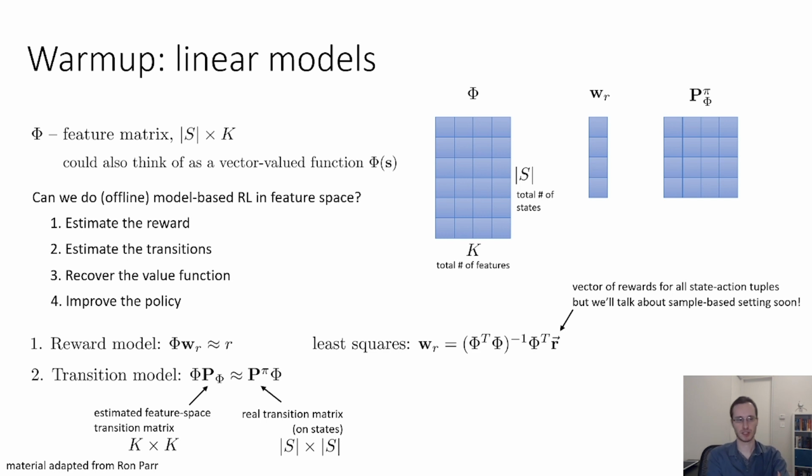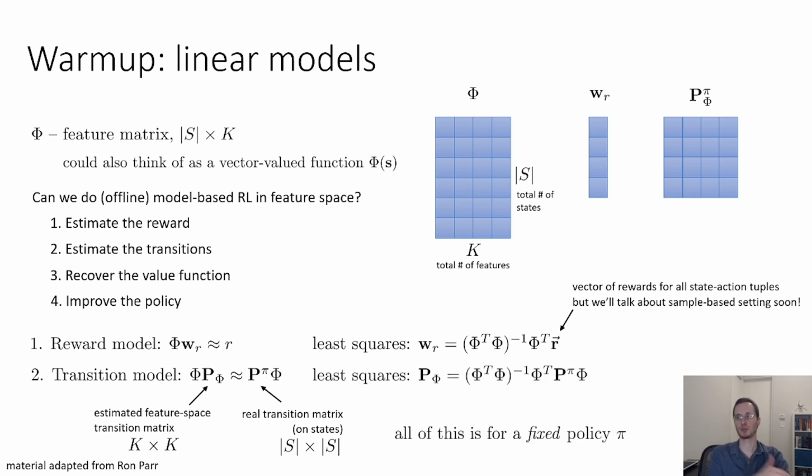Again, if we want to approximate P phi, we can do least squares and solve the normal equations. Plugging that in, this is just the normal equations for P phi. And just like before, we assume that we have tabular access to P pi, so we can calculate P pi phi exactly. Of course, again, that's an unreasonable assumption, and we'll get samples later on.